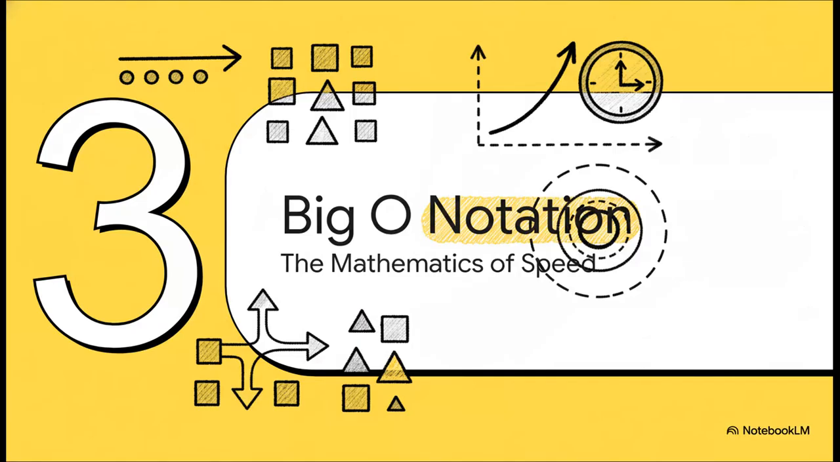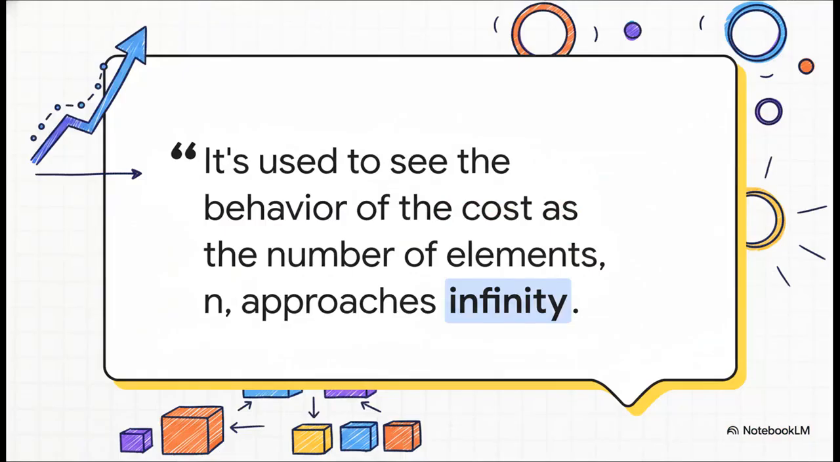Okay, so we've got these two families of algorithms, the simple ones and the divide and conquer ones. But how can we actually prove that one is faster? For that, we need to talk about the math of speed, which is a concept called Big O notation. So Big O isn't about timing an algorithm with a stopwatch. It's about understanding how its performance scales.